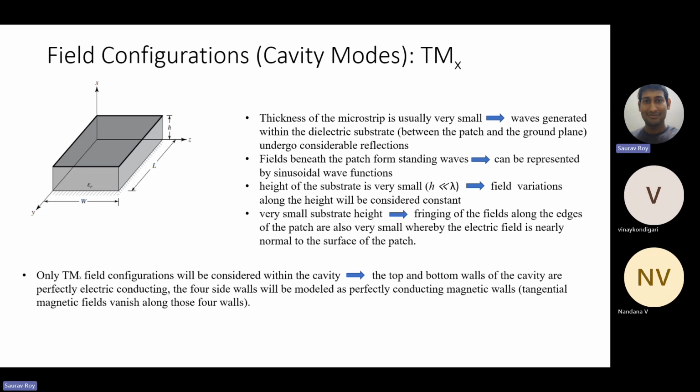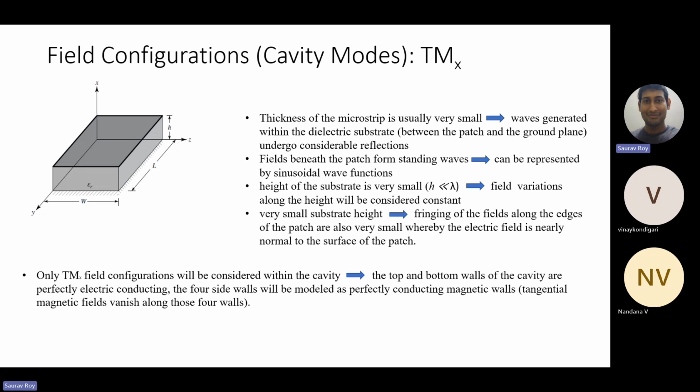When the height of the substrate is very small, that means h is way smaller compared to lambda, then the field variation along the height will be considered constant. So across the height there is almost zero variation because it is very small. So the variation happens in which direction? You see, there are x, y, and z coordinates. Along the x direction, which is the height, there is negligible variation. Along the y direction is the direction of propagation. Why? Because the field will go through multiple reflections and ultimately propagate through plus y or minus y direction, right? Because of the standing wave. So we will have substantial variation across the y direction.